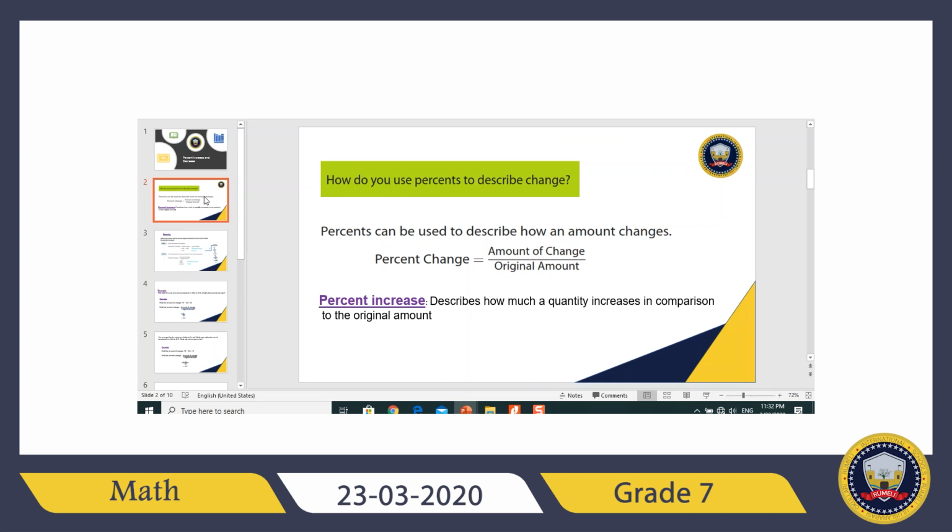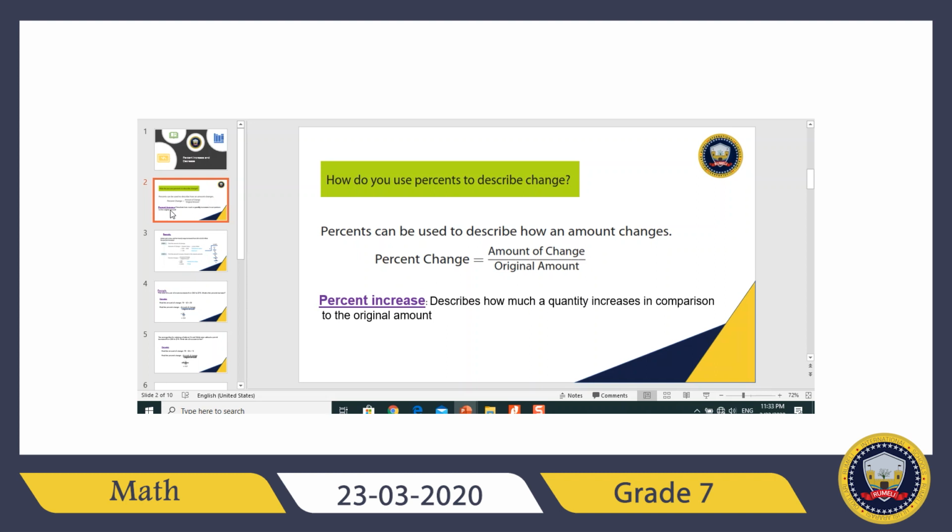But what if I tell you I need the percent of increase? Yani how many percent? The price increased by what percent? The percentage of change, or the percentage of increase.